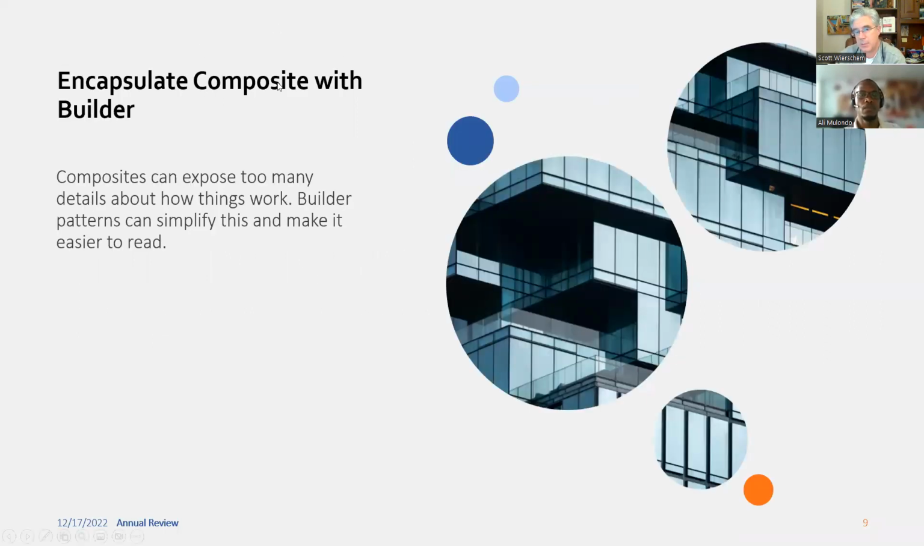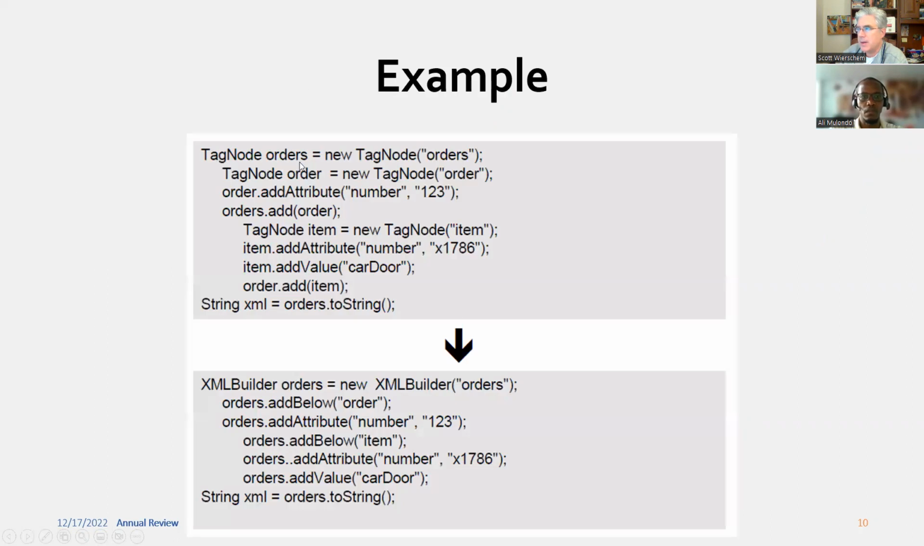We're going to encapsulate a composite with a builder. So your composite object a lot of times can expose a bunch of details, like how all of these things are related to each other, and it can really be hard to read. So what we do is we'll have a builder pattern to make it a little easier to read. So we've got this tag node stuff, and we have to actually indent how the tag node thing is working so that we can make it a little more readable. But if we have a builder object, everything seems to look a lot easier to follow.